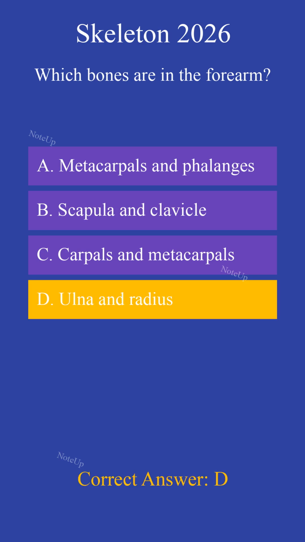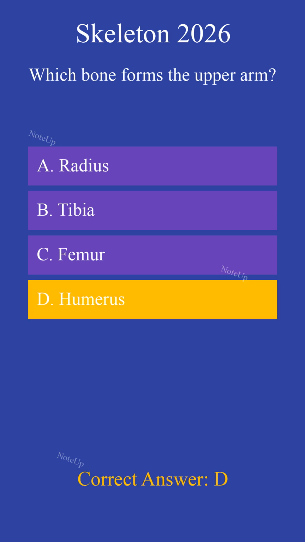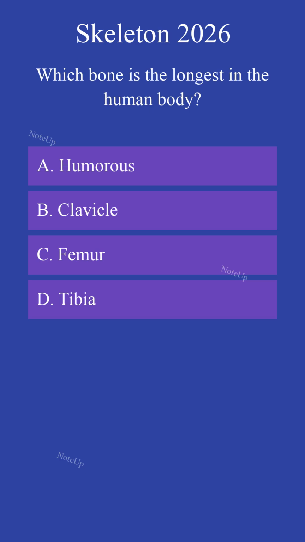The correct answer is D. Ulna and radius. Which bone forms the upper arm? The correct answer is D. Humerus. Which bone is the longest in the human body?